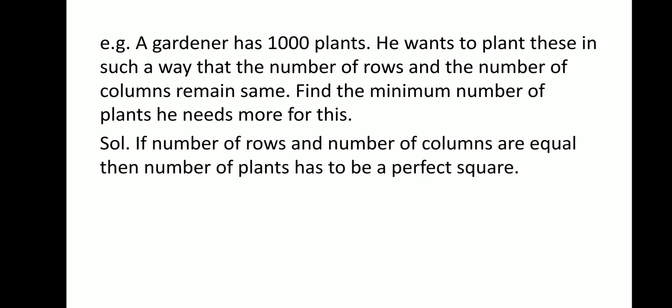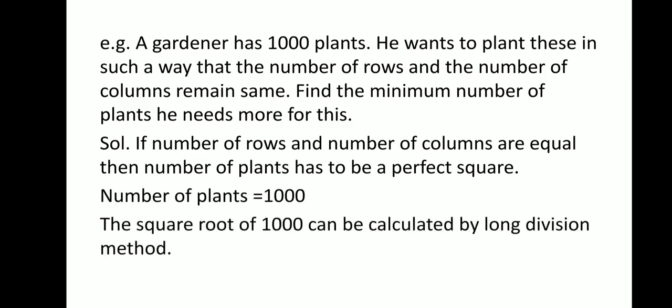Students, if the number of rows and number of columns are equal, then the number of plants has to be a perfect square. From the question we have noted this. It means the number of plants given is 1,000, and we need the square root of 1,000. Here we are supposed to find the minimum number of plants he needs more for this. It means 1,000 plants are already with the gardener, and how many more plants will be required so that the number of rows and number of columns remain the same.